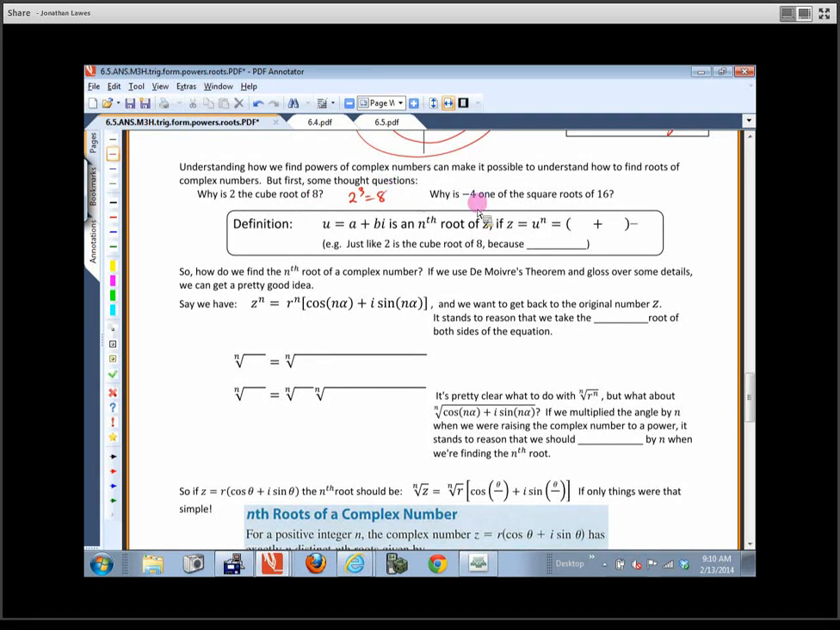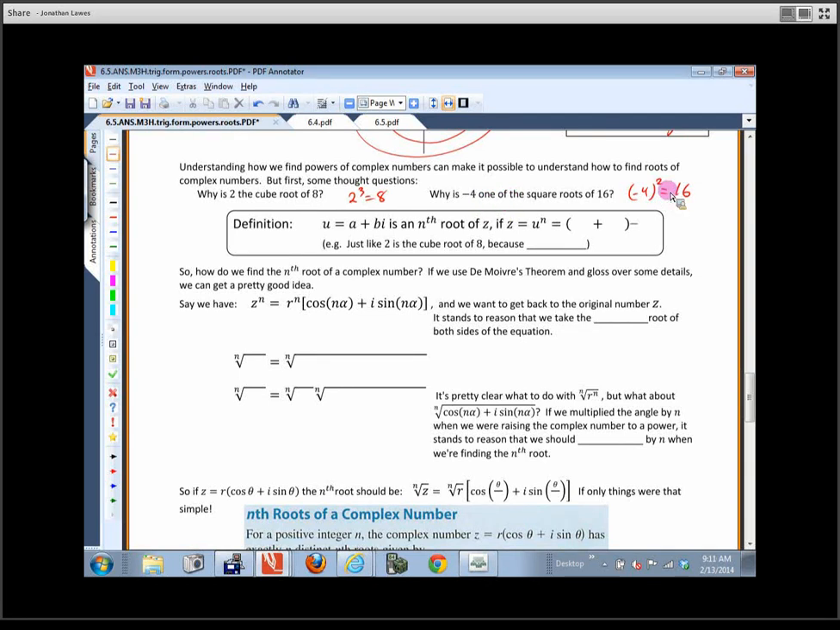And why is negative 4 one of the square roots of 16? Because if I take negative 4 and square it, I end up with 16. So this is why 2 is the cube root of 8, and this is why negative 4 is the square root of 16, or at least one of the square roots of 16.